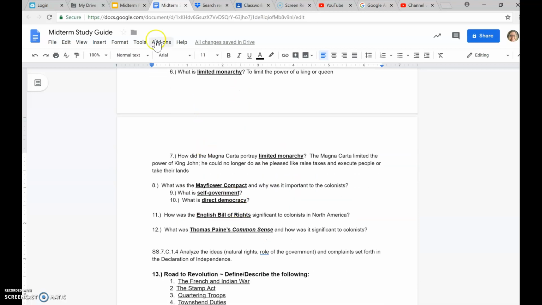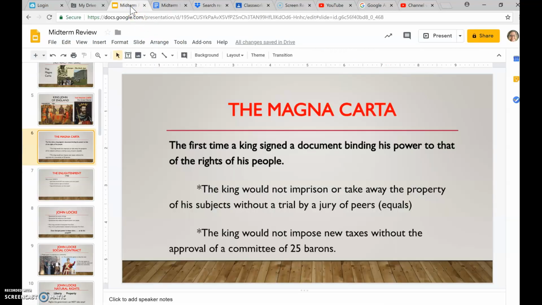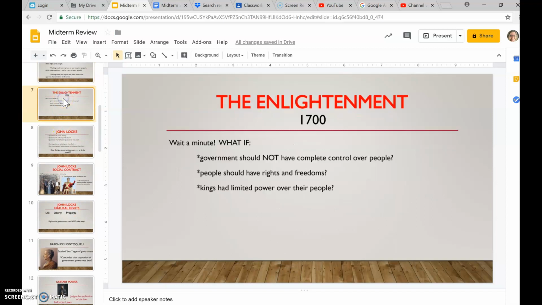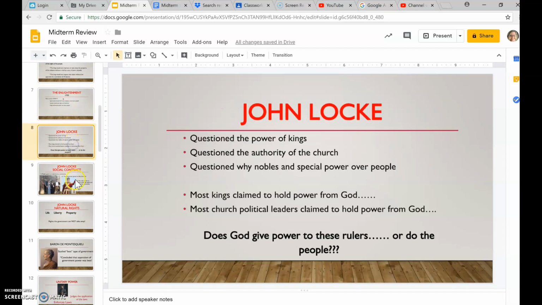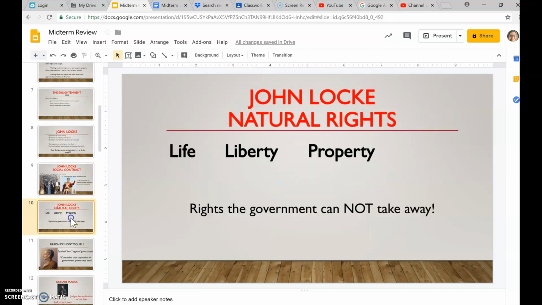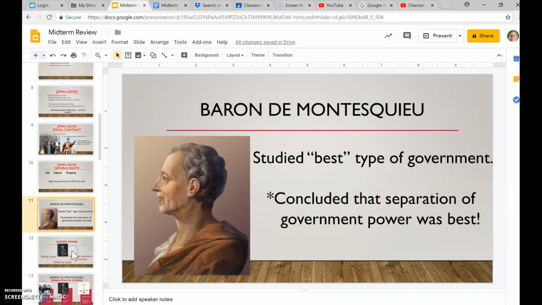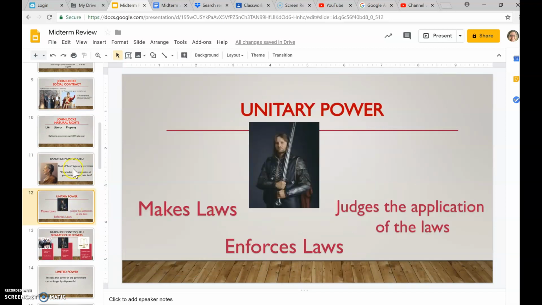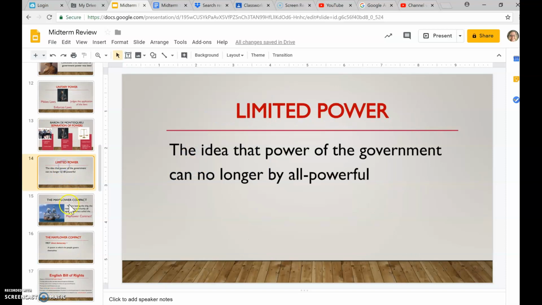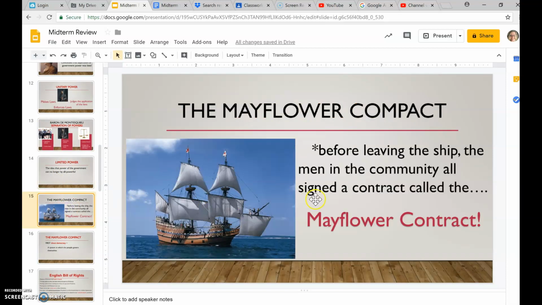All right, so we're on a roll. Here we go. How much time do I have left? I'm 13 minutes in. Okay, so the Magna Carta, we already talked about Enlightenment thinkers. What 2 Enlightenment thinkers? John Locke, that's right, social contract and natural rights. Baron de Montesquieu, he came up with the idea of separation of power. And now we're going to talk about the Mayflower Compact.